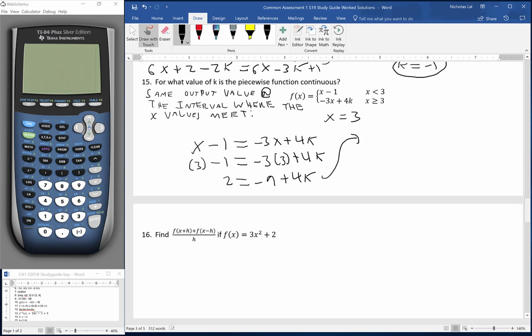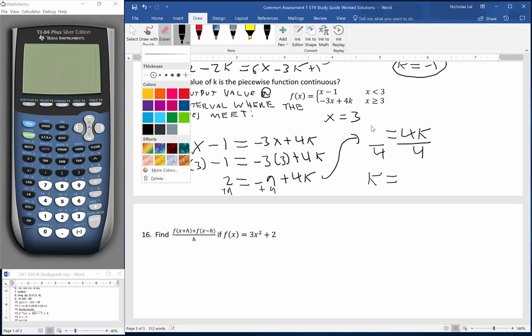We're going to have to add 9 to each side. So if I add 9 to each side, that's going to be 9 is equal to 4k. So I divide each side by 4, and k is equal to... wait. By the way, 9 plus 2 is not 9. 9 plus 2 is 11.